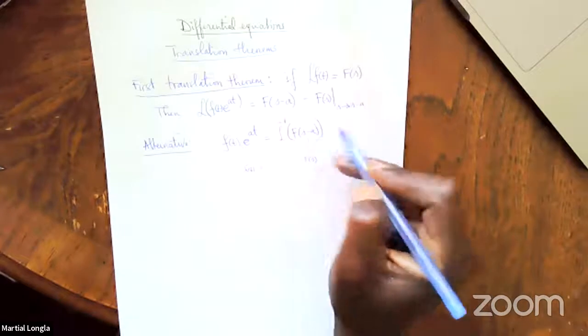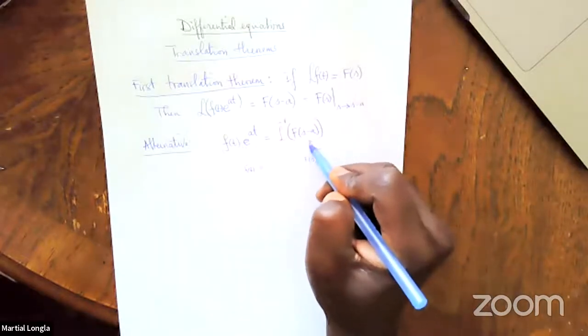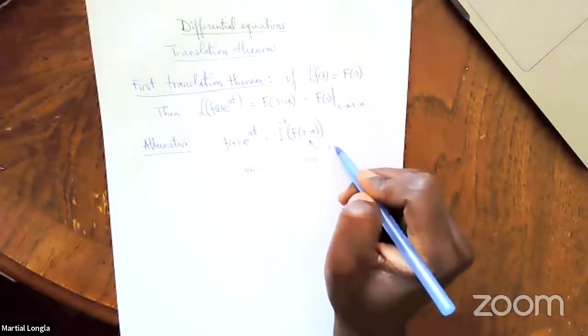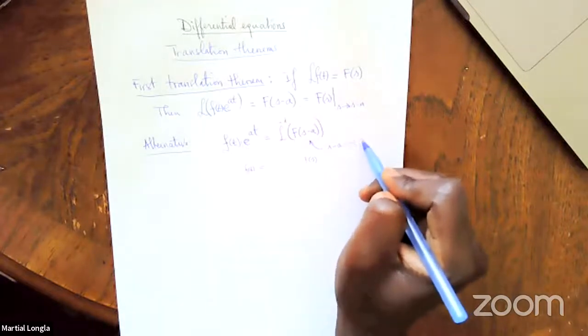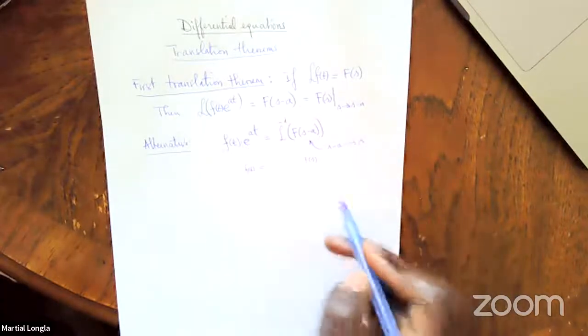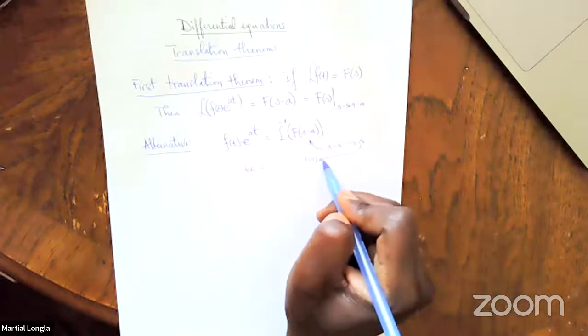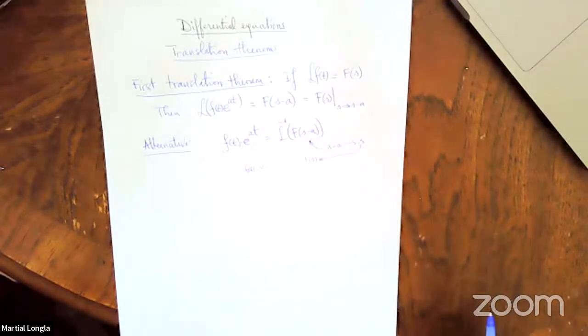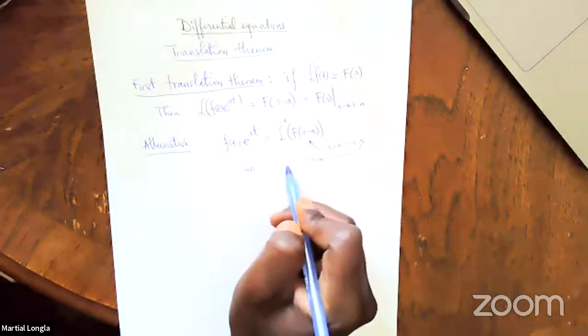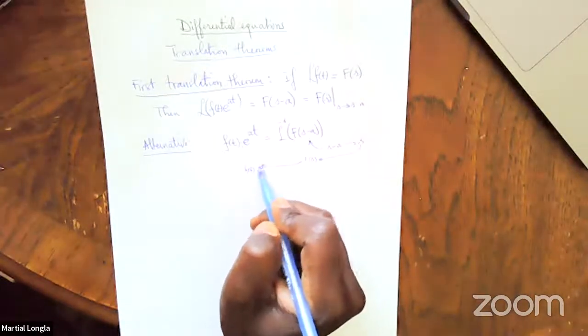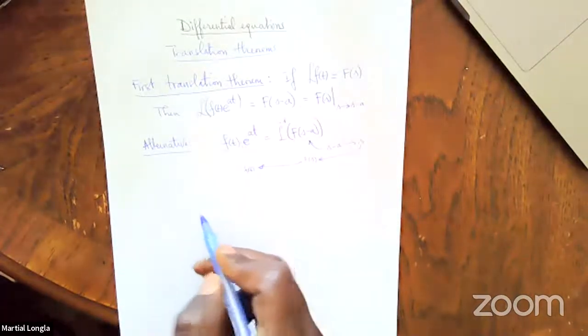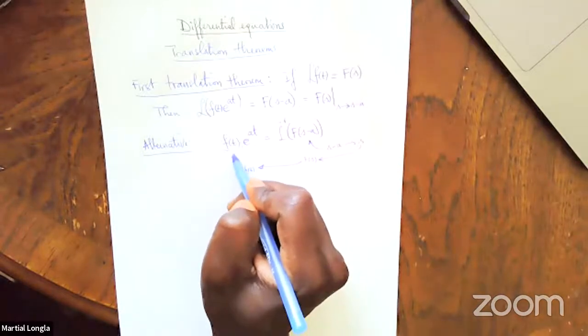How do I do this? I do this by replacing s minus a by s to obtain F of s, and then go from F of s back to find little f of t, and then multiply by e to the at to find the inverse Laplace transform. So this is the second way you use that, to find the inverse Laplace transform.